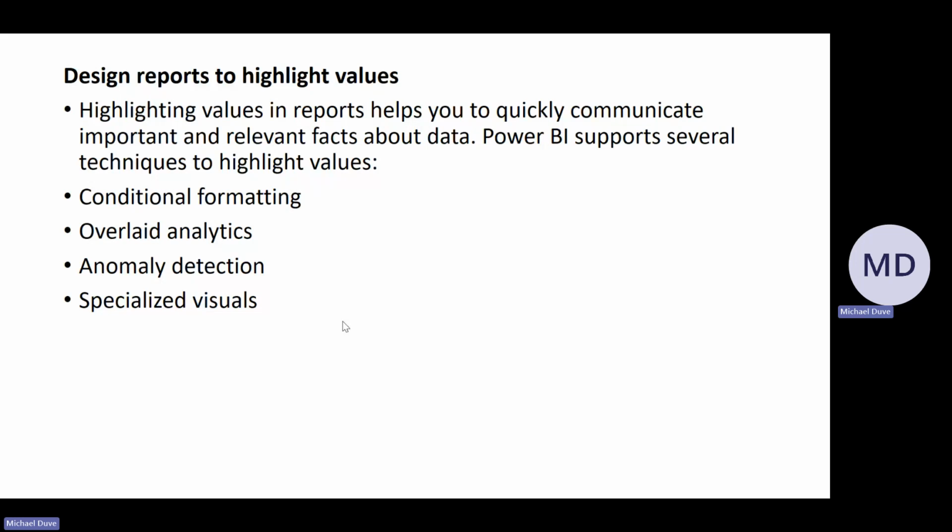That is, specialized visuals such as key performance indicators, gauges, or sparklines can be used to highlight key values or trends in your data. So these visuals are designed to draw attention to specific metrics or performance indicators, making it easier for users to quickly identify important information.